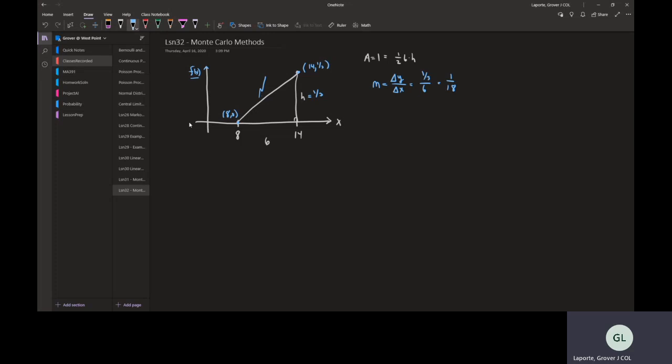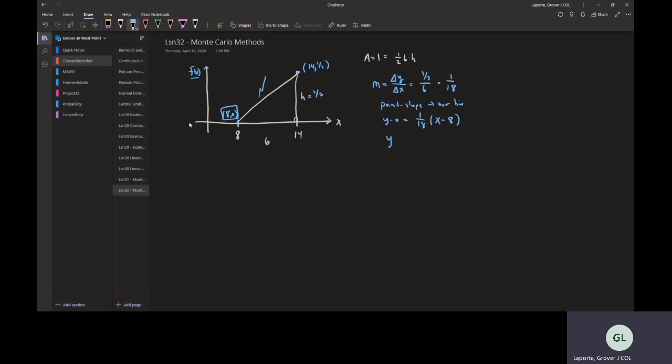Okay, so now I need to find a function that does this. Point slope, what is it? I know the point, I know the slope. So y minus y naught. Let's use 8, 0 as my point. I'm going to use the point slope formula in order to find our line, because it might not look like a line, but it is. So y minus 0 is equal to m, which is 1/18, times x minus 8. So that is the line.